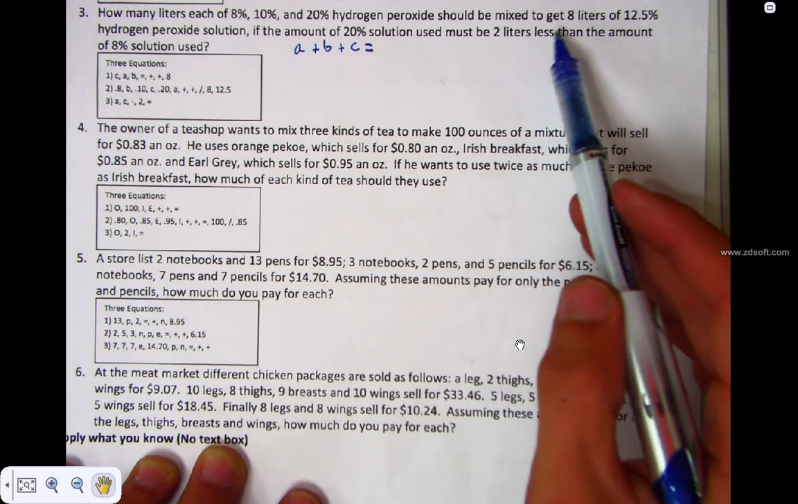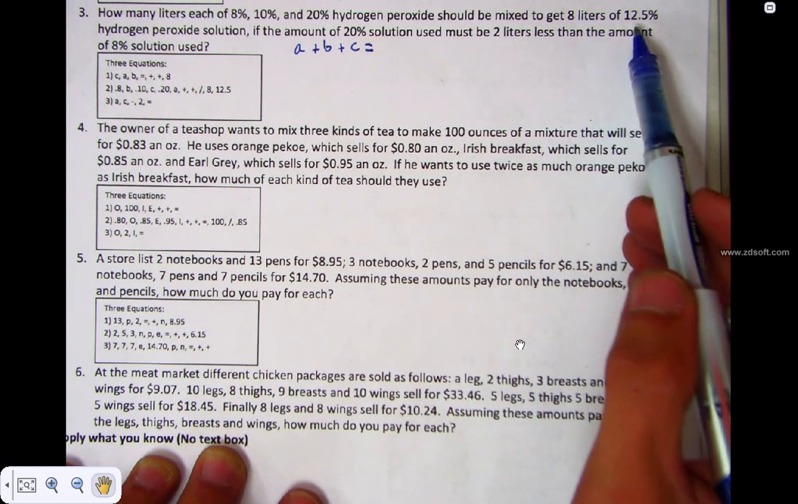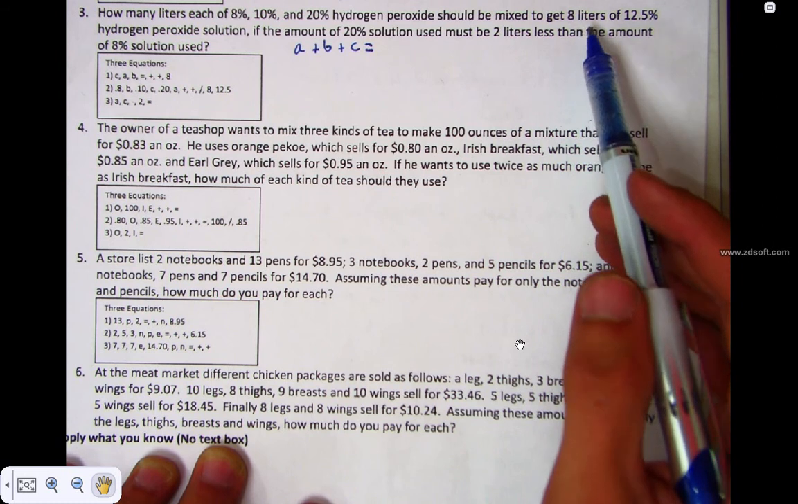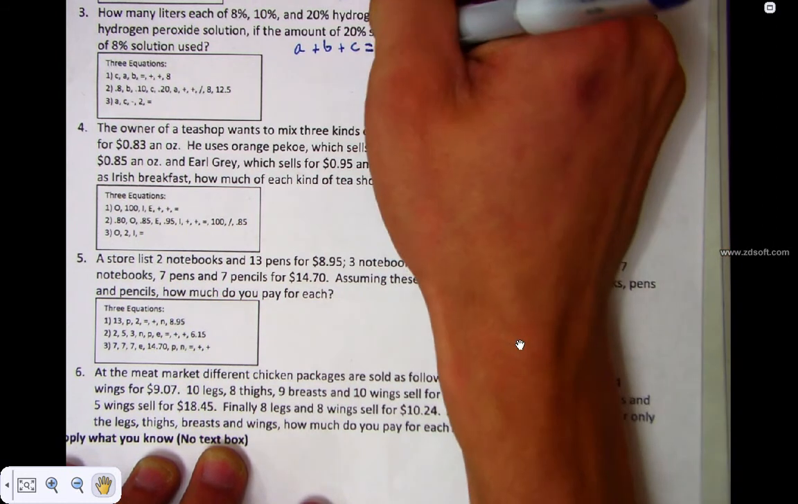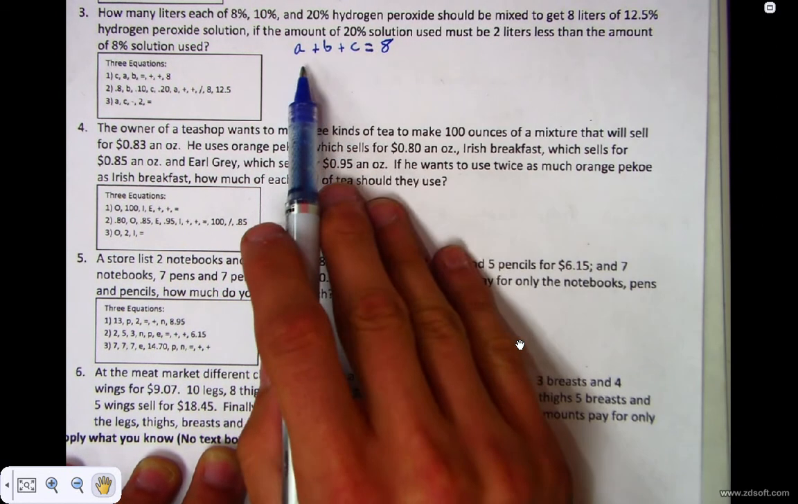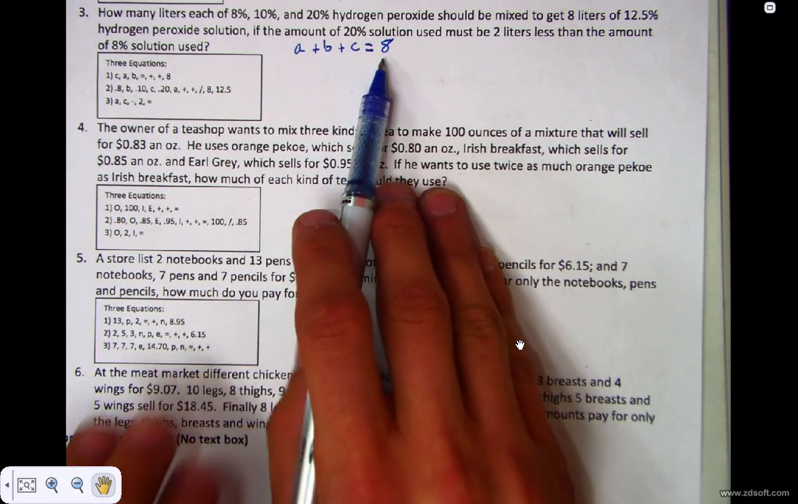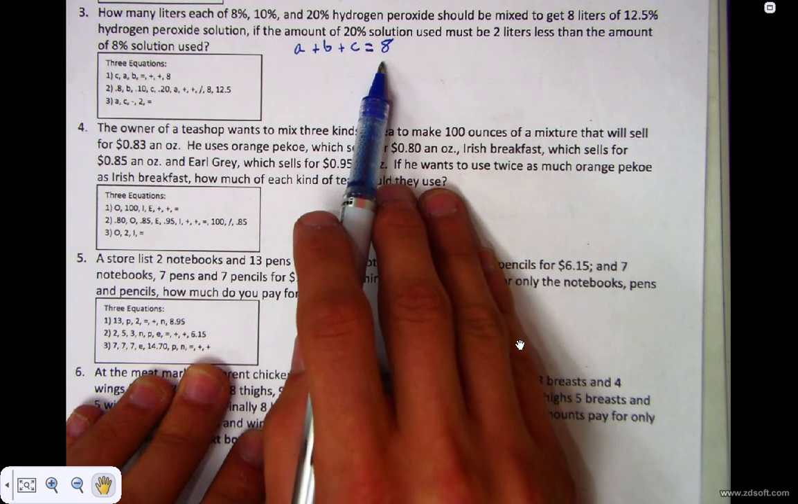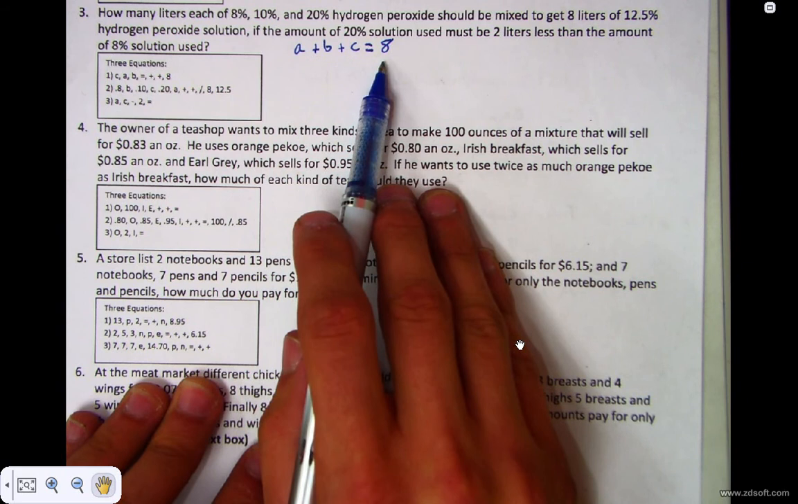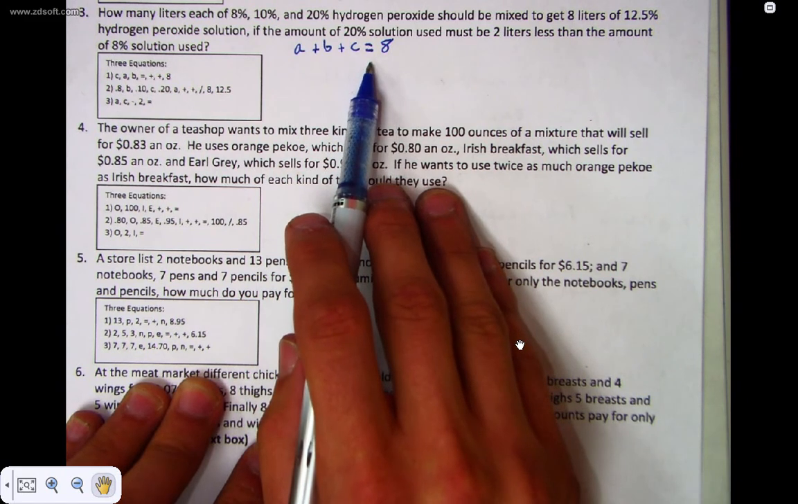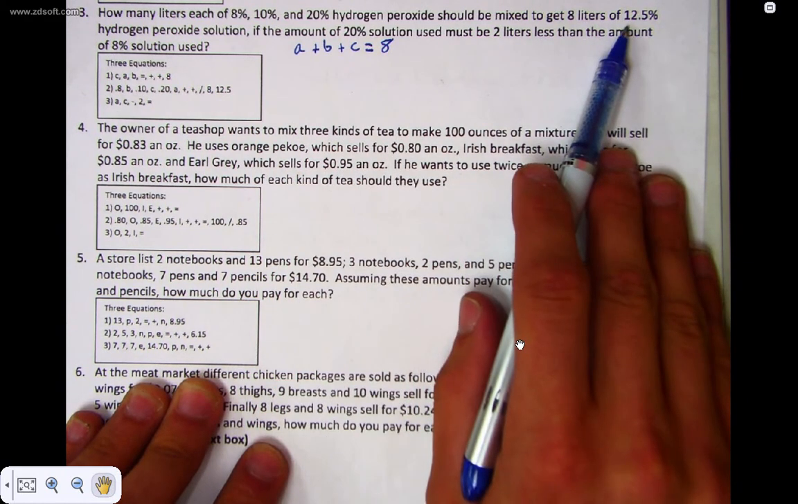So mixed to get 8 liters. So we're trying to get 8 liters total. So that's what we're looking for. When we add however many liters of the 8%, 10%, and 20% together, we should have 8 liters total. So that's one equation. Next equation, we have to figure out exactly how much of those. So this is where to get 12.5% hydrogen peroxide. So this is where we start adding on the decimals.